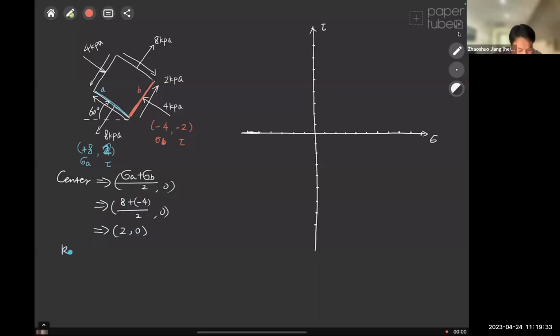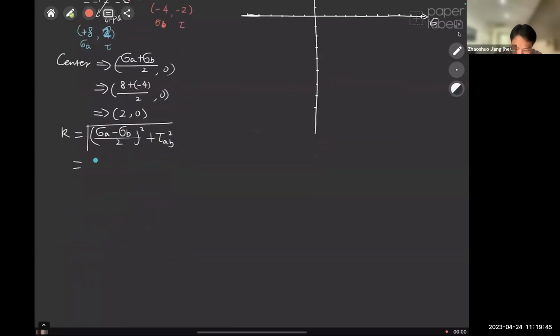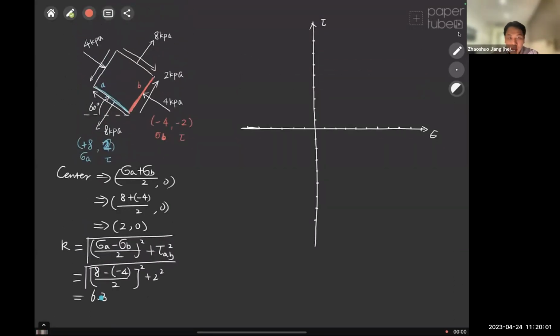And the radius is the square root of sigma A minus sigma B divided by 2, squared, plus tau AB squared. If you put in the information, that's 8 minus -4 divided by 2, squared, plus 2 squared, and that is equal to 6.3. Right. And with that said, with the center and radius, we'll be able to draw a Mohr circle easily.